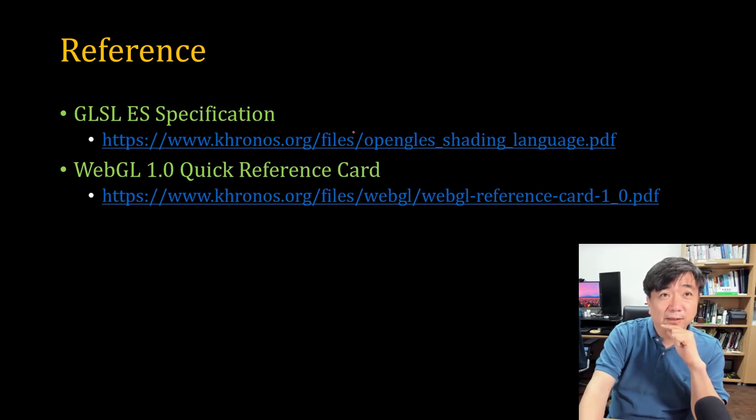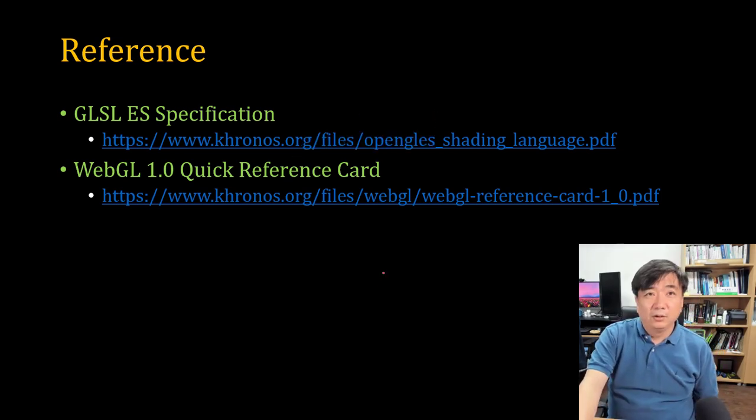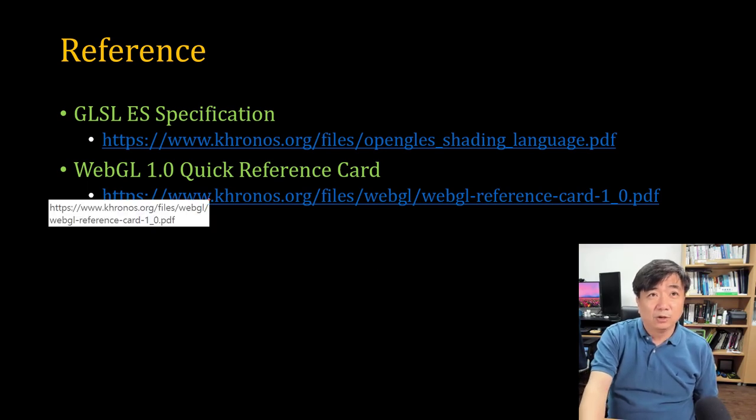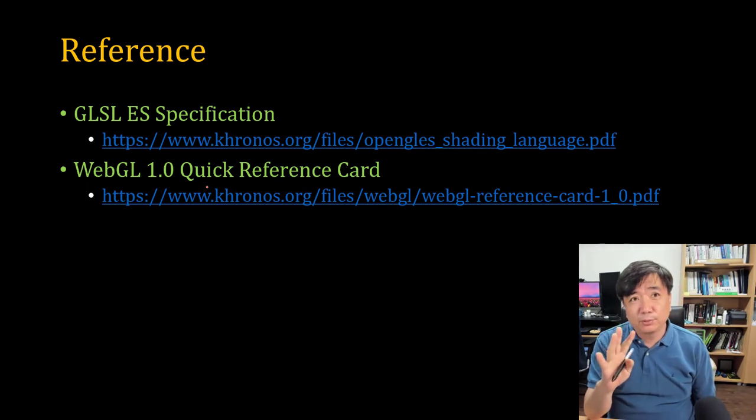Download this file, the GLSL ES specification. You can use the quick reference card. In the quick reference card, pages 3 and 4 are about the shading language, so you can read this PDF file.